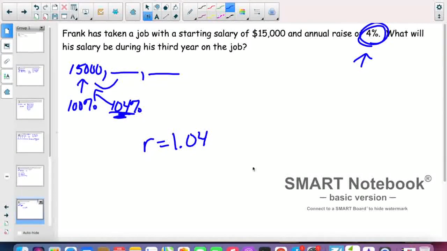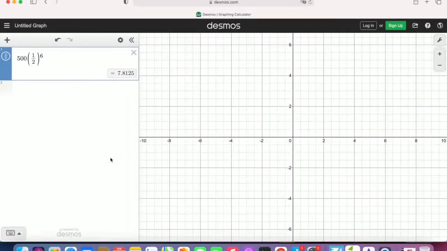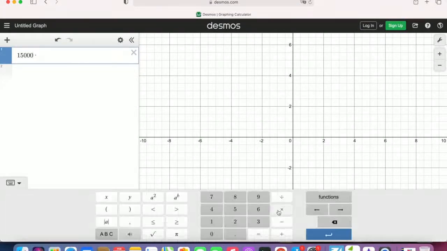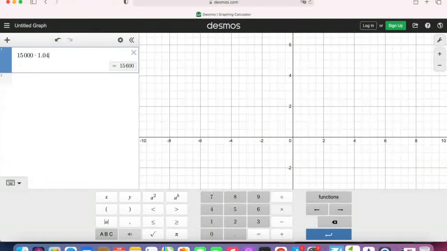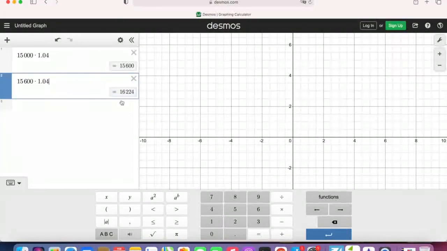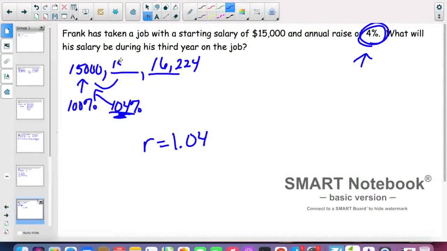So if my R value is 1.04, what I need to do is multiply by 1.04 to get each next year's salary. So I'm going to go into Desmos and put in the $15,000 salary and just multiply that by 1.04. And that gives me $15,600. In the next box, I'm going to take the 2nd year's salary, $15,600, and multiply that by his rate, which is 1.04 again. It's going up by 4% every year. So his 3rd year's salary is going to be $16,224. And you could fill in that 2nd year salary as well if you'd like. But that's what our answer is for this problem. $16,224 is what he would make his 3rd year on the job.